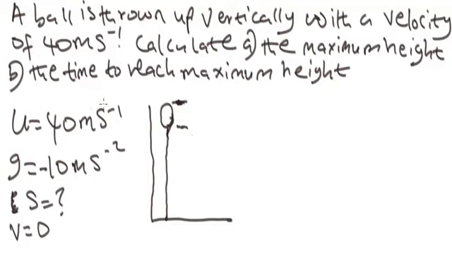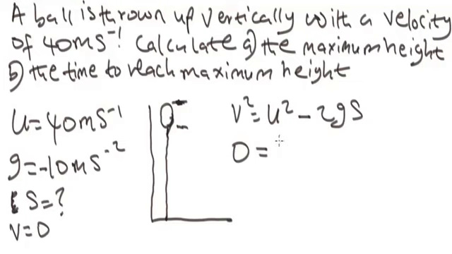To get this distance, the maximum height, we use v squared equals u squared. It's not plus, it's going to be minus because we're going against gravity: minus 2gx. Our final velocity is 0, the initial velocity is 40 squared, minus 2 times 10 times x.